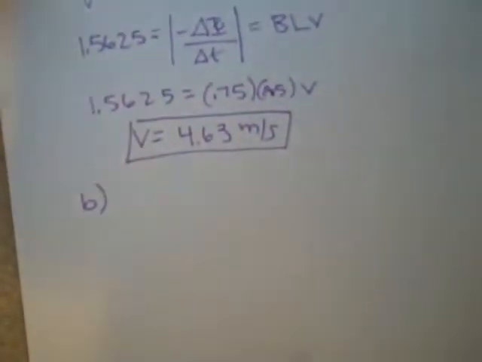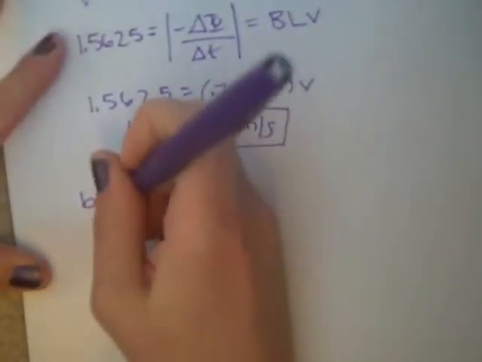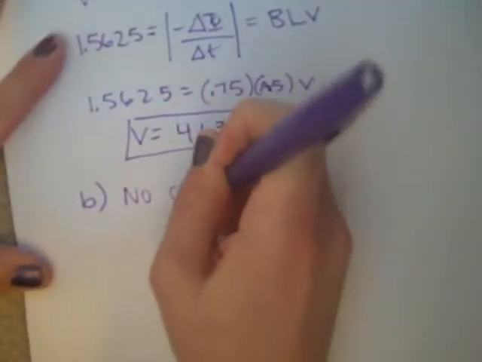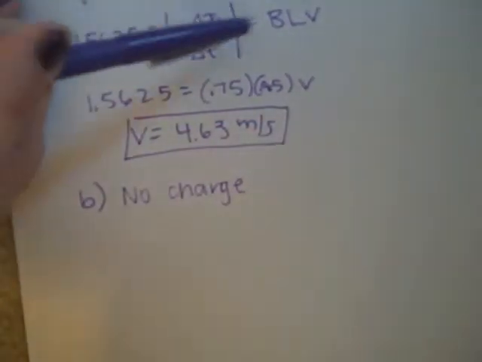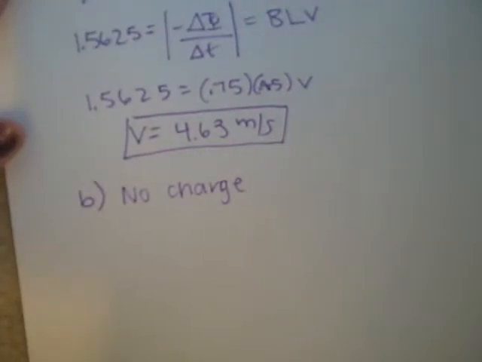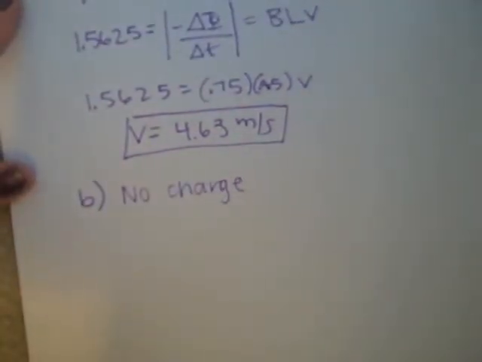And then in part B, they want us to look at how would your answer to part A change if the bar was moving to the left instead of the right. And your answer would not change at all. And the reason for this is that this equation right here is independent of the direction of the bar's motion. So it would be exactly the same. The bar would just be moving the opposite way.